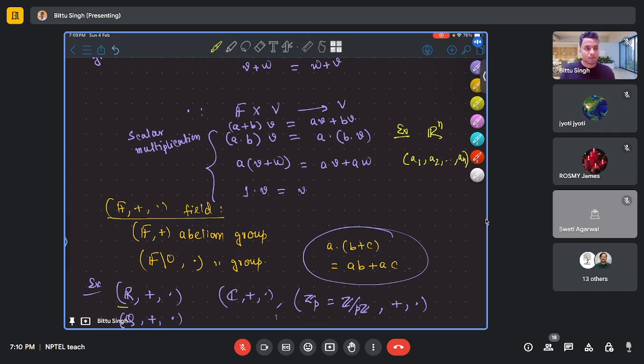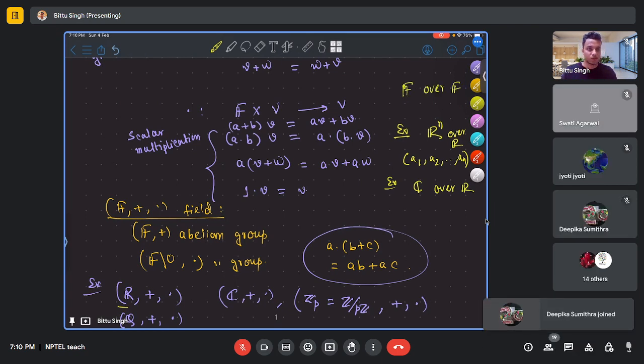So R^n is a vector space over R. Similarly, take complex numbers, C^n is a vector space over R. And another example will be like this: the complex number C is a vector space over R, or any field F over F. It is always a vector space.